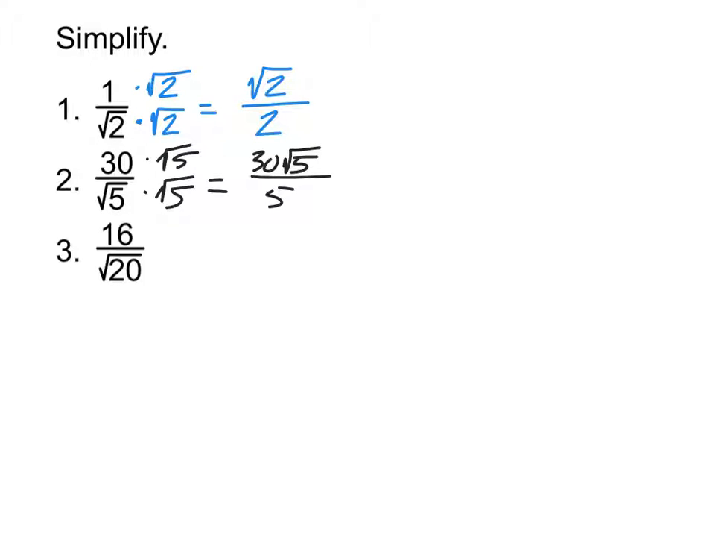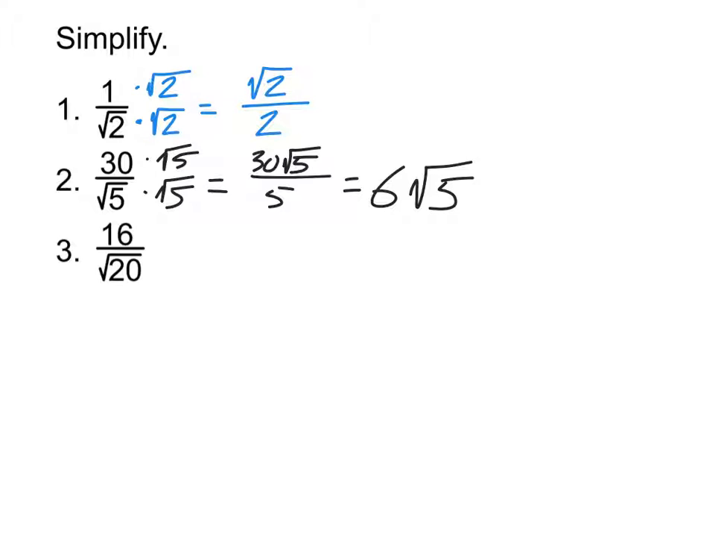But in this case, we're not done. Yes, I rationalized my denominator, but there's actually something else I can do. I can reduce the fraction. Specifically, in this case, you'll notice that the 30 and the 5, I can divide them both by 5. And so if I do the 30 divided by 5, that leaves me with 6. And so the final answer then is 6 root 5. Much simpler than what we started with, at least.